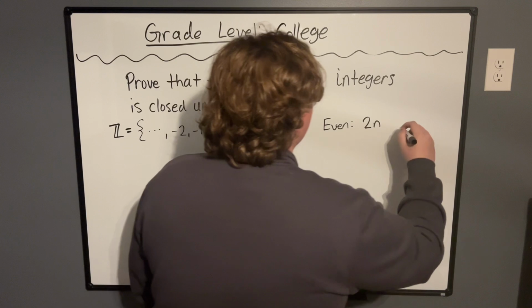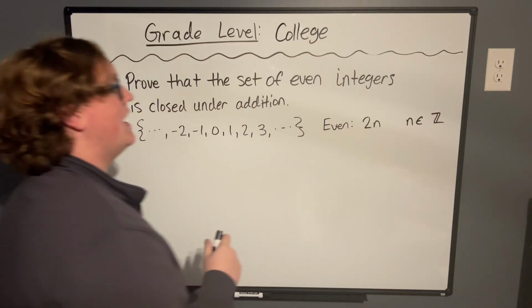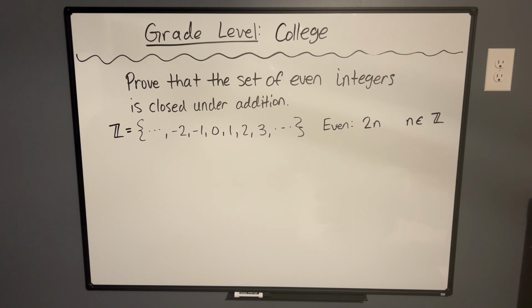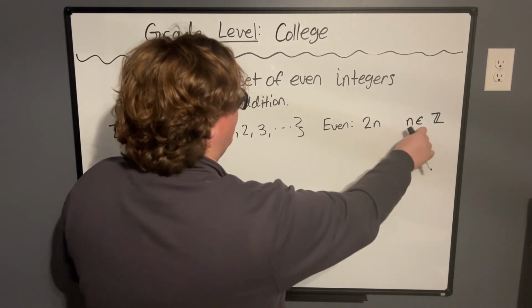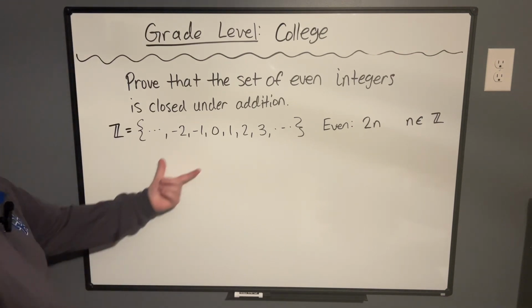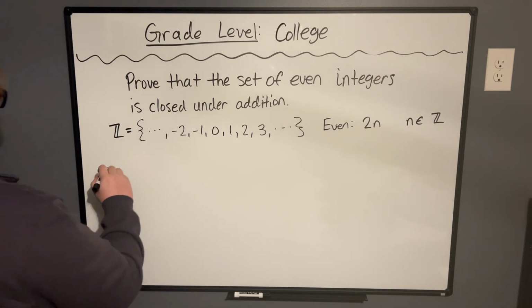But remember that n, and what I'm writing here, this may be new notation for you, n has to be in the integers. That's what that means. We know this is our symbol for integers. This means is an element of. So n is in this set, essentially. If we can write 2 times some number in the set of integers, we know that that number is even. So that's all we really need to know to prove this. So let's go ahead and write our proof.